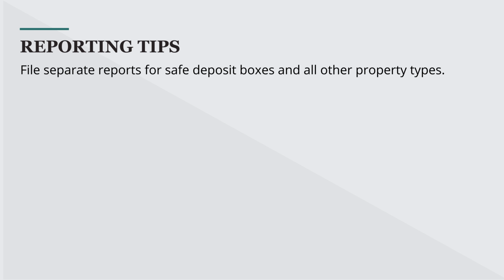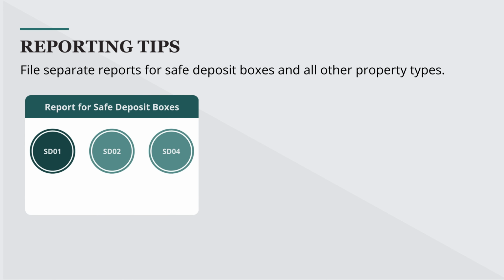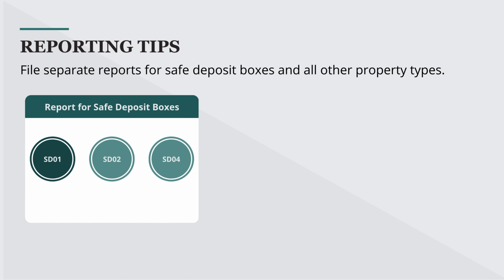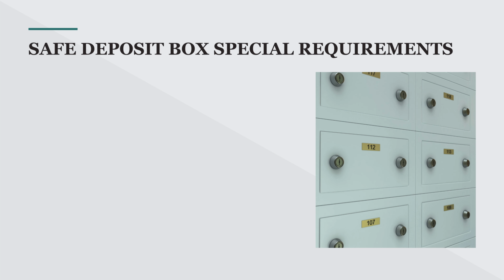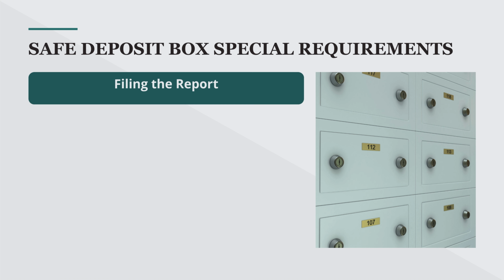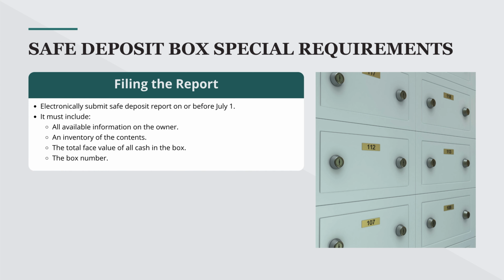When submitting unclaimed property reports, you must file a separate report for safe deposit box contents separate from your report for all other property types. Safe deposit box contents are not due at the same time as the report, so filing the report and submitting the contents of a safe deposit box happen separately. The report is filed electronically and must be filed on or before July 1st.